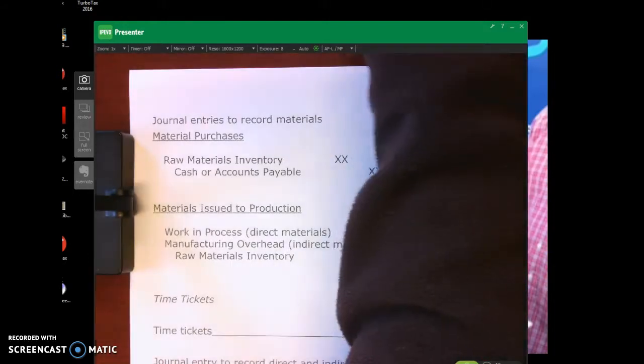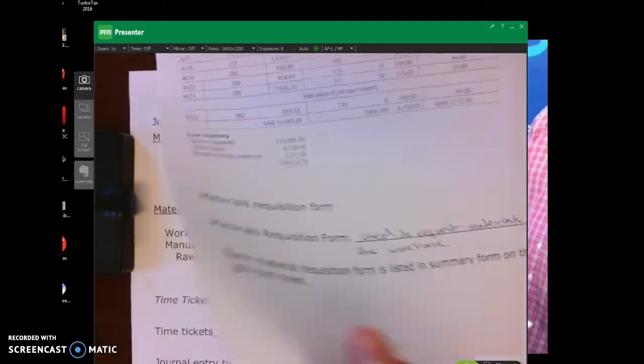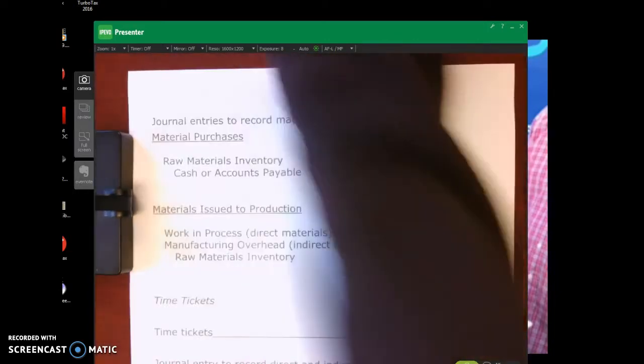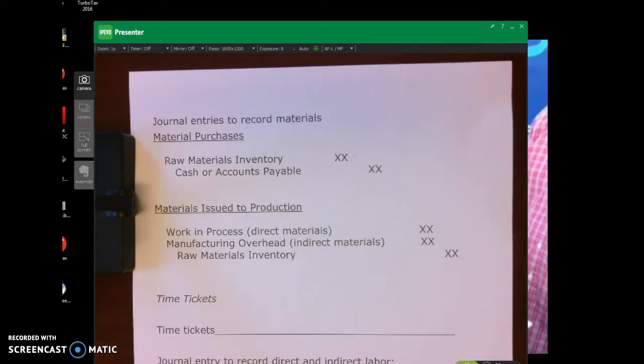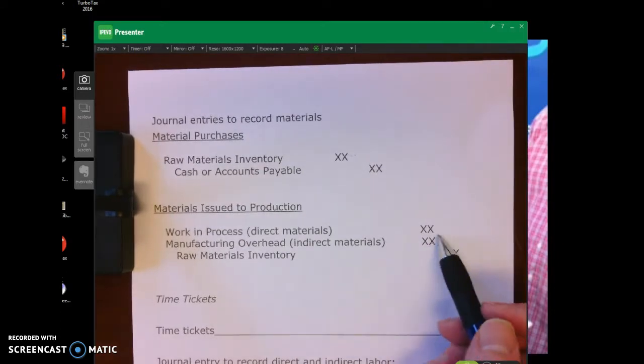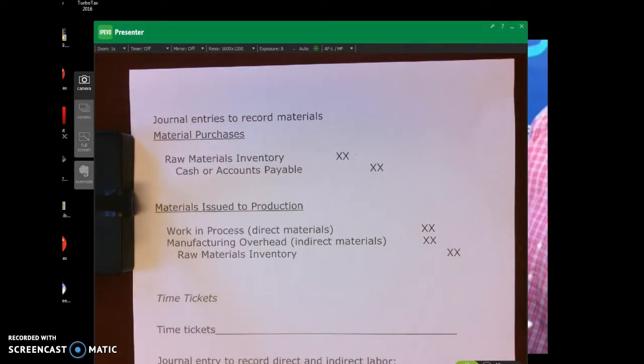When we issue materials to production, that is triggered by the release of the materials requisition form. Once you do that, it triggers this journal entry right here: the debit to WIP, a debit to manufacturing overhead for the indirects, and then a credit to raw materials.